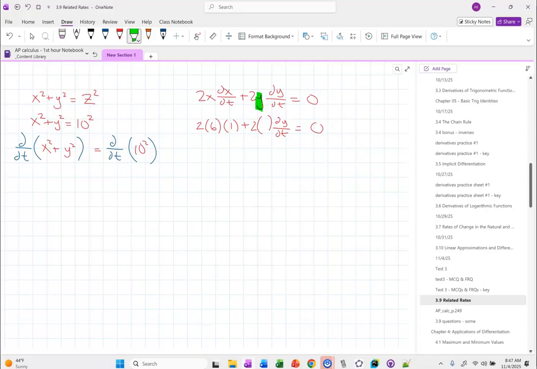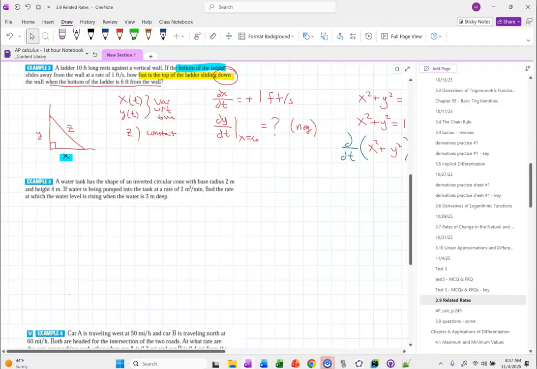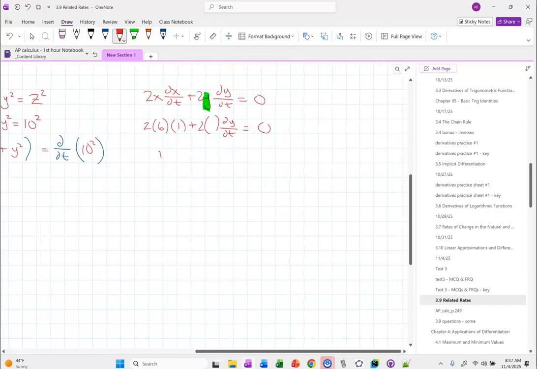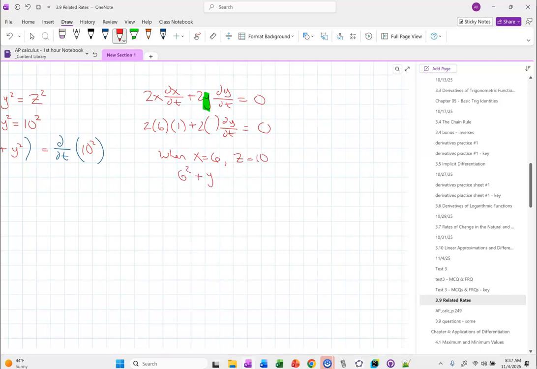What's that? No, y is a length. dy/dt is a rate. But y is the length, right? Okay, so it's use of the other two. Yes. So when x is equal to 6, z is still 10. Right? So y should be 8.